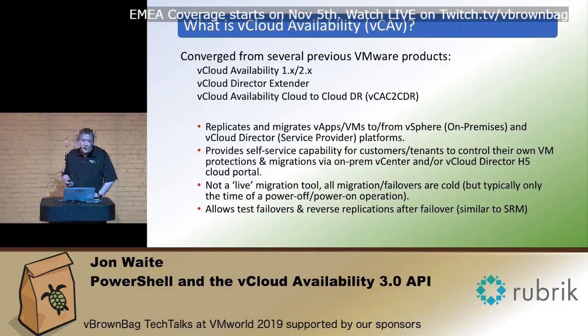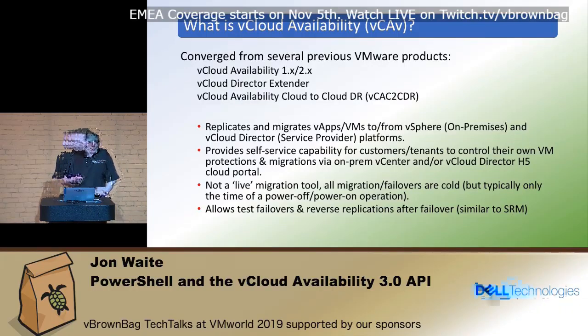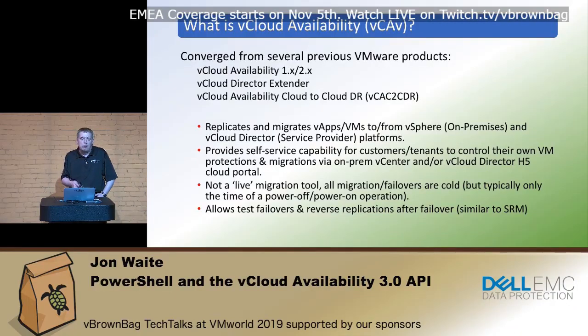So what is vCloud Availability? It's converged from three separate VMware products that existed before: Availability itself, Director, Extender, and Cloud-to-Cloud DR. The basic intent is to allow you to replicate, protect and migrate virtual machines between service provider clouds, but also between a customer's on-premises environment and a VCPP provider, and vice versa. And it does all this in a self-service portal where customers can actually control that replication themselves.